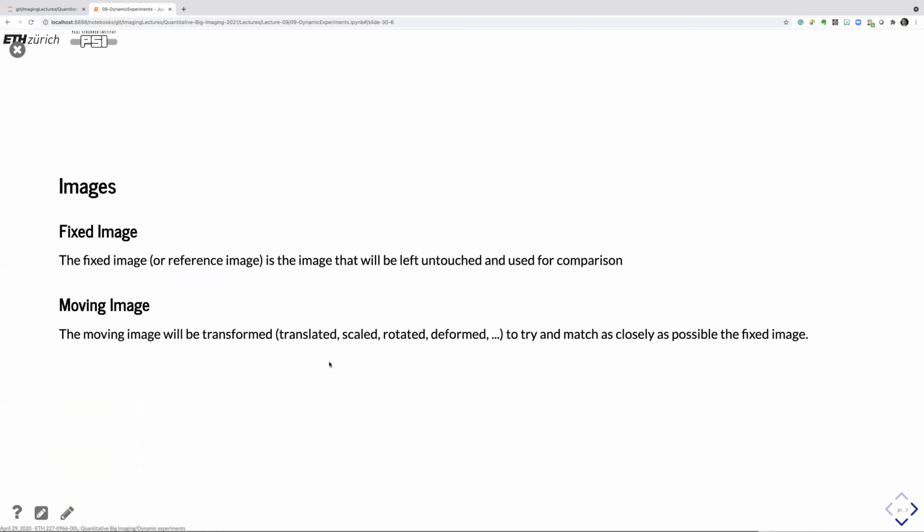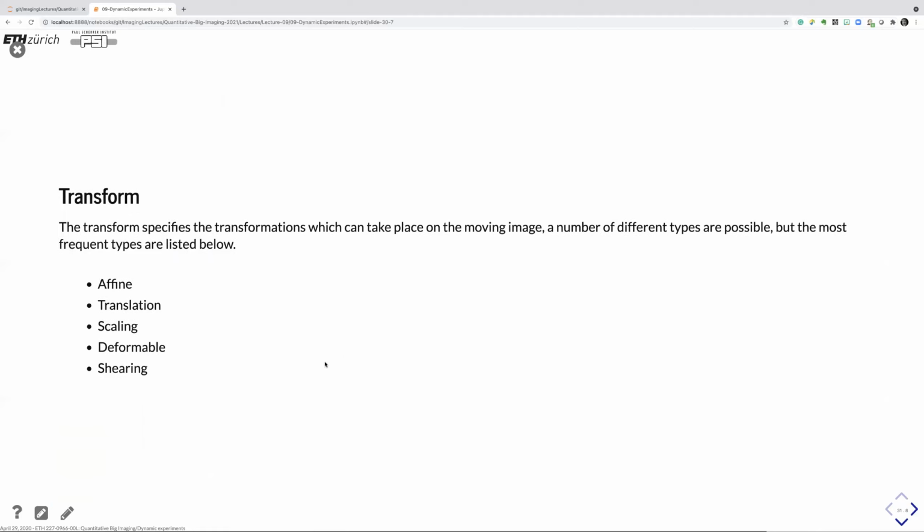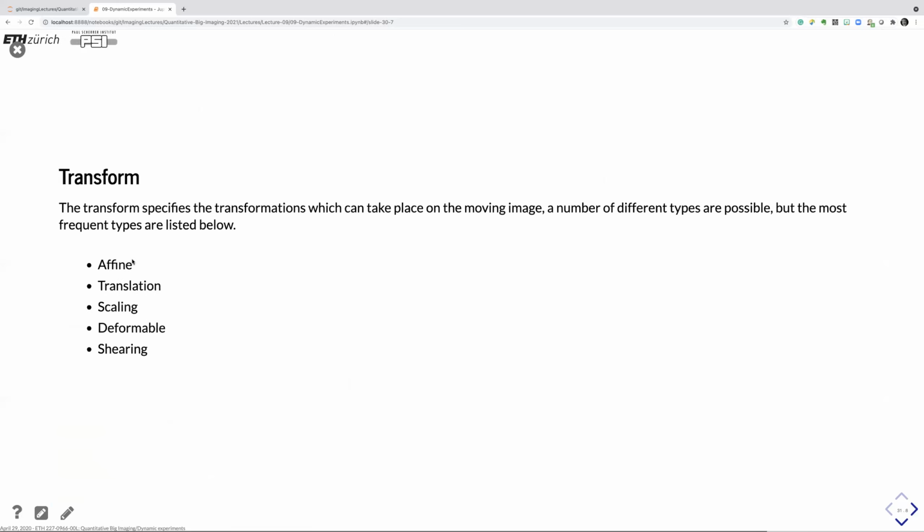So yeah, we have already talked about the fixed and moving images. And also the transformation part, we have the affine, translation, scaling. Deformable is also a tricky one because then we're going from the rigid grid to something that is changing. So for example, if you have an organ that is moving around, or a piece of bread which is going up during the levitation process, that you can see as a deformable process.